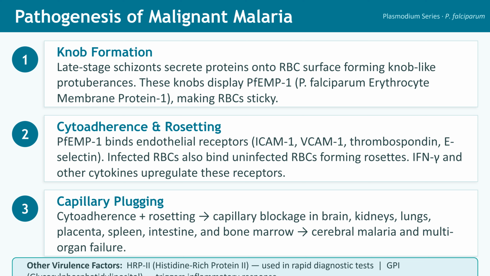Interferon gamma and other cytokines can upregulate these receptors. This cytoadherence and rosetting lead to capillary blockage in the brain, kidney, lung, placenta, spleen, intestine and bone marrow, leading to cerebral malaria and multi-organ failure. Similarly, other virulence factors such as histidine-rich protein, which is also used in the rapid diagnostic test, are responsible for the pathogenesis of malignant malaria caused by Plasmodium falciparum.